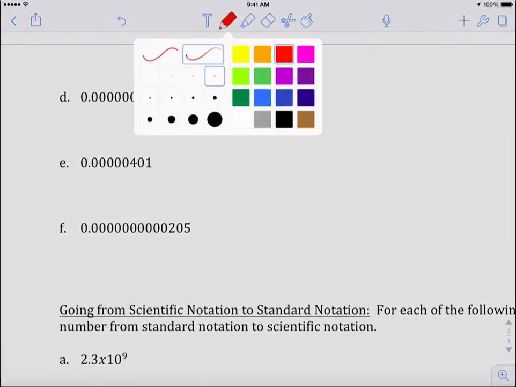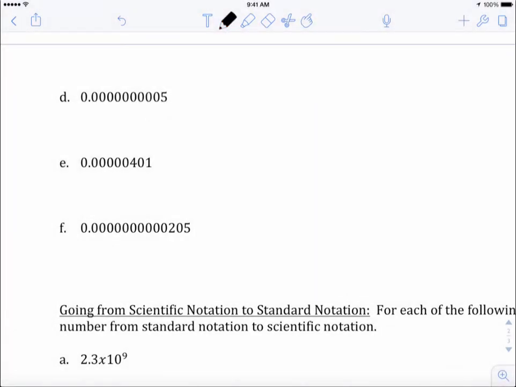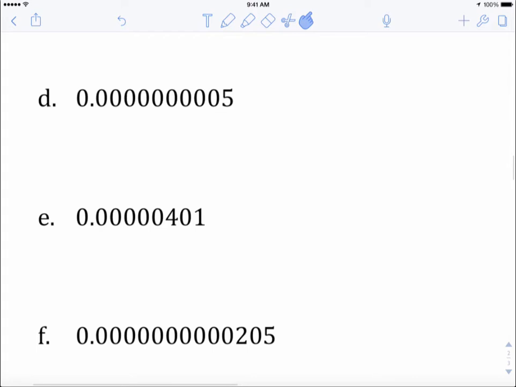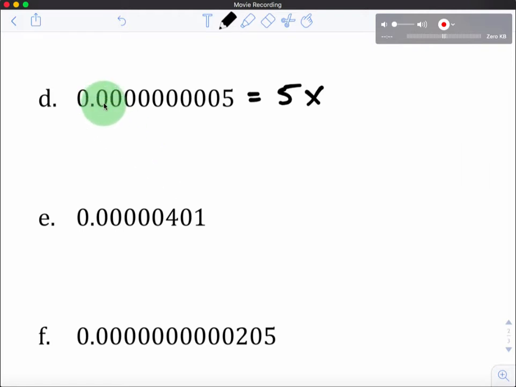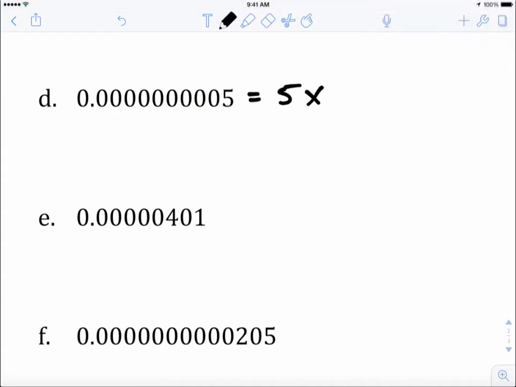Going to be very, very similar, but not exactly the same. So check it out. First things first, I like to write this as 5 times some power of 10. Well, I think this is 5 times 0.000000001. So that was 9 zeros. So 1, 2, 3, 4, 5, 6, 7, 8, 9, 1.